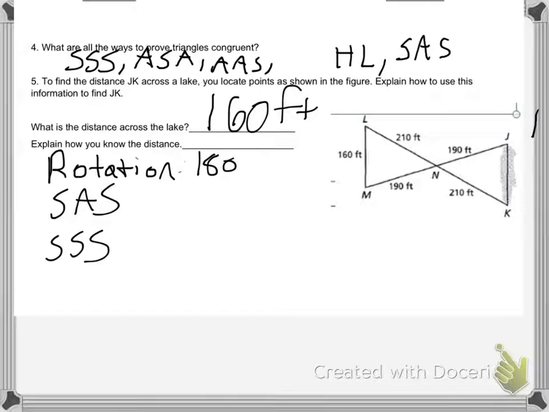What are all the ways to prove that triangles are congruent? Well, we've got side-side-side, angle-side-angle, angle-angle-side, hypotenuse-leg, and side-angle-side. We know we cannot use angle-angle-angle and angle-side-side.